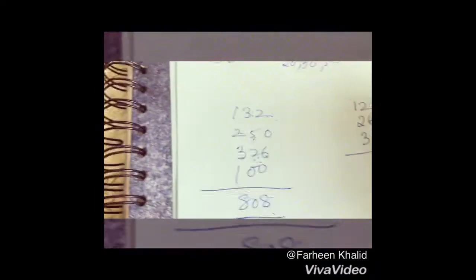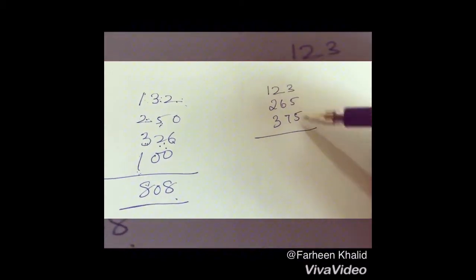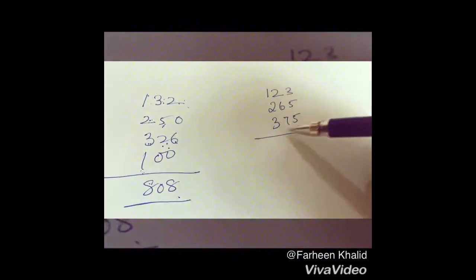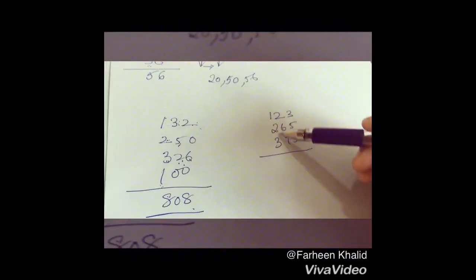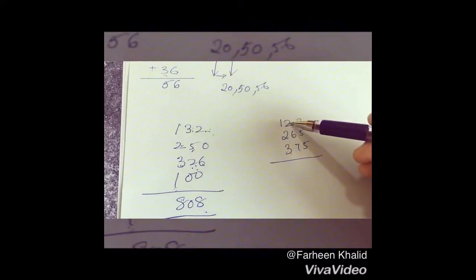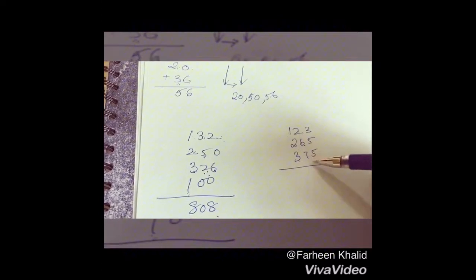I've written it down for you here without the points. Let's just forget the points for now and do this. So it's 123 plus 265 plus 375. Let's start. 100 plus 200, 300, 300 plus 300, 600, 620, 680, and so 680 plus 7.